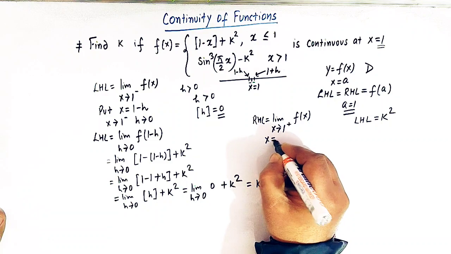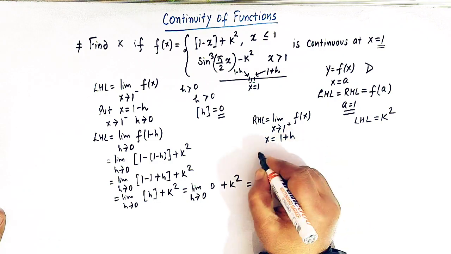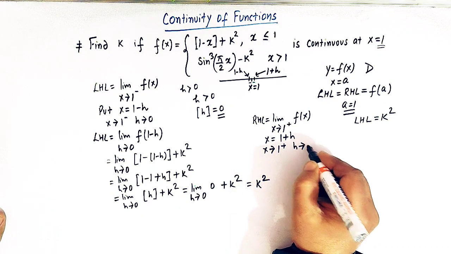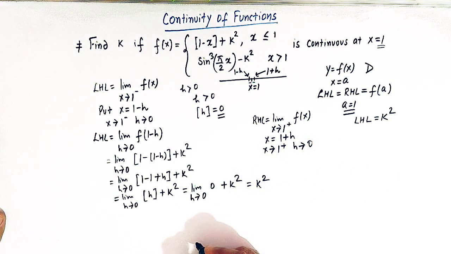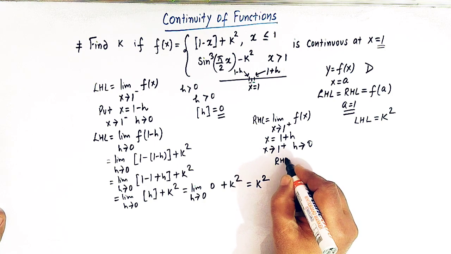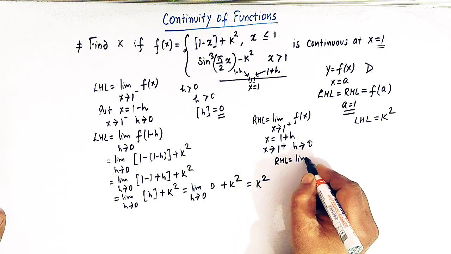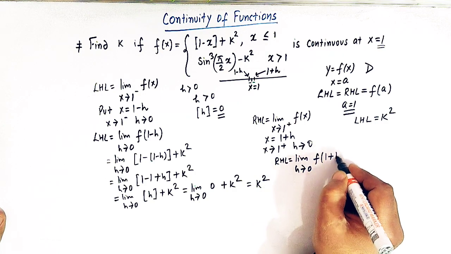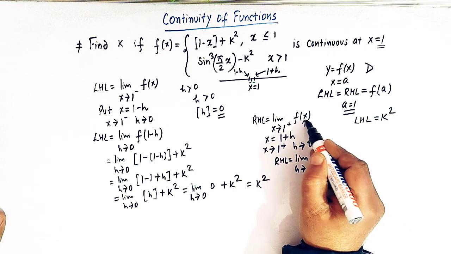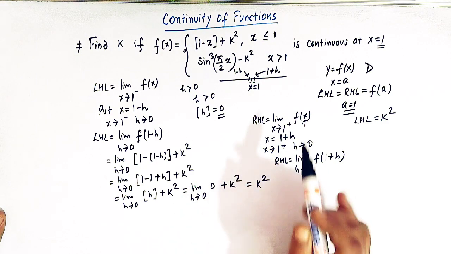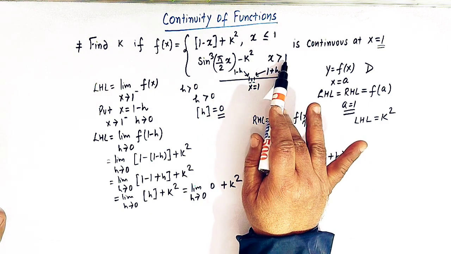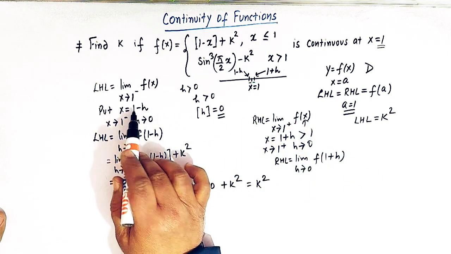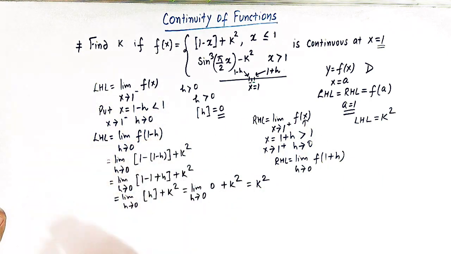So we'll take x is equal to 1 plus h, and when x tends to 1, then obviously h tends to 0, right? So now the right hand limit is the limit h tends to 0 of f of 1 plus h, because x is 1 plus h. Now for x greater than 1, because 1 plus h is greater than 1. Similarly, 1 minus h is less than 1, right?